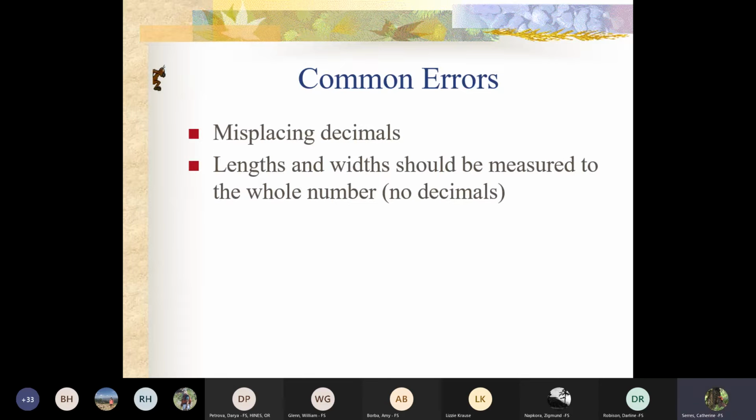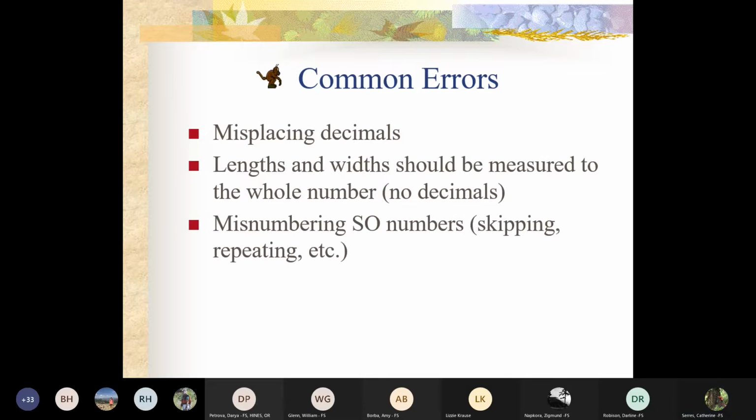I like lengths and widths just using whole numbers, no decimals. It's not worth the quality control issues to have such a small amount of data for length or width in there. So I stick to whole numbers on those two attributes.